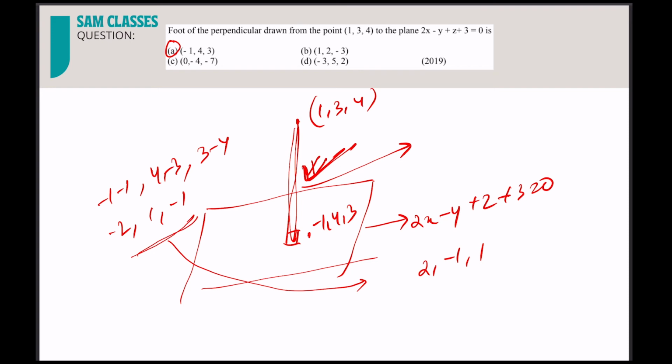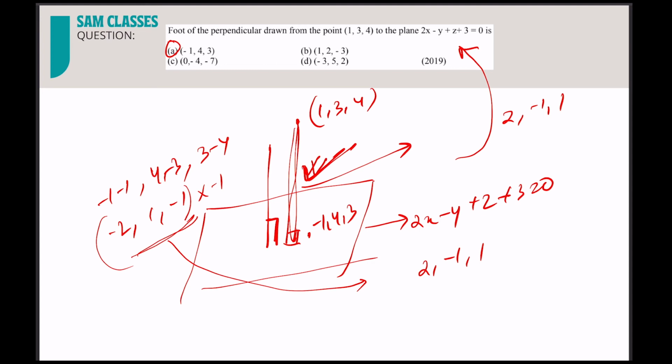Now, this normal and the plane's normal are parallel, so if I multiply with some ratio, it will be the same. If I multiply this whole thing with minus 1, what will we get? 2, minus 1, 1. You see that is nothing but the plane's ratio, correct? So you need to understand, you can check it like this also.